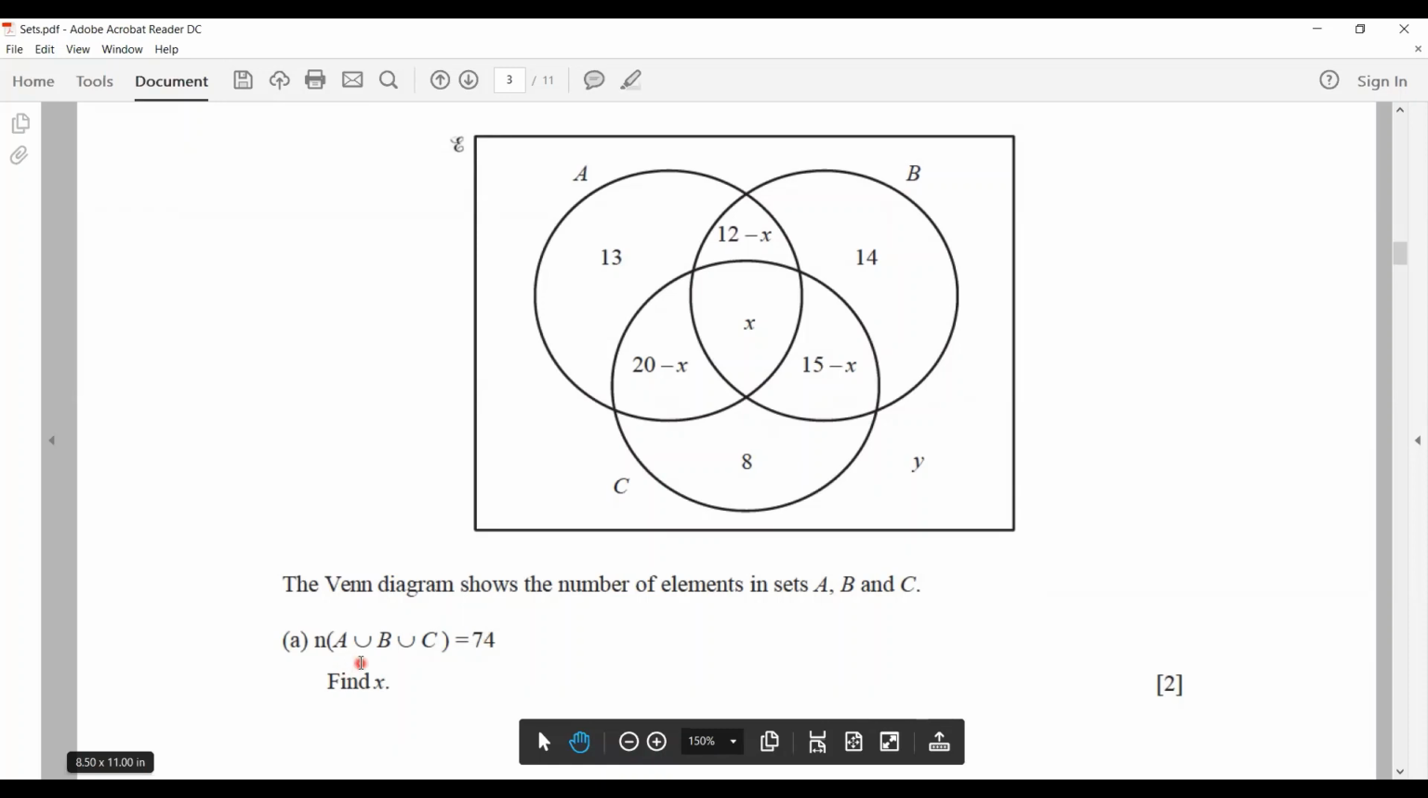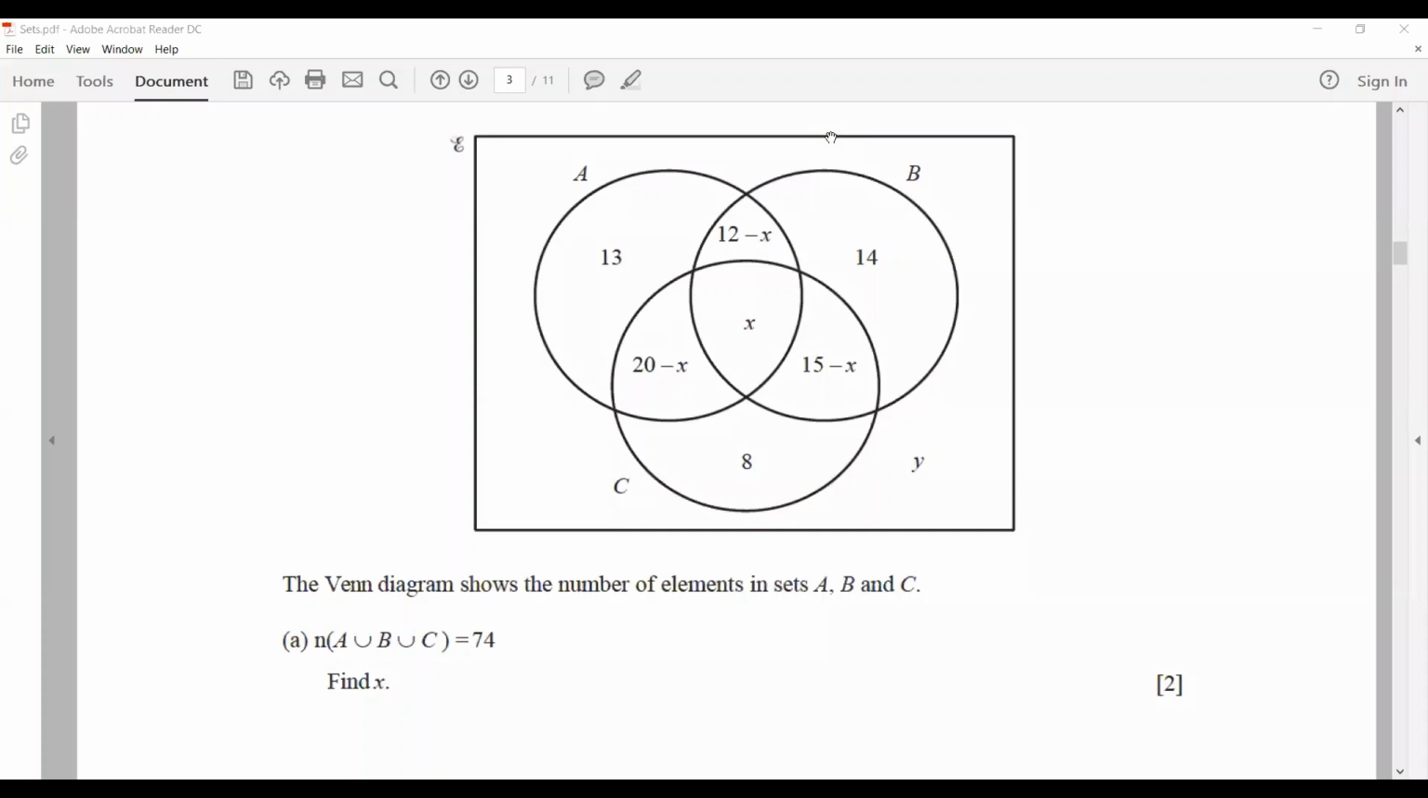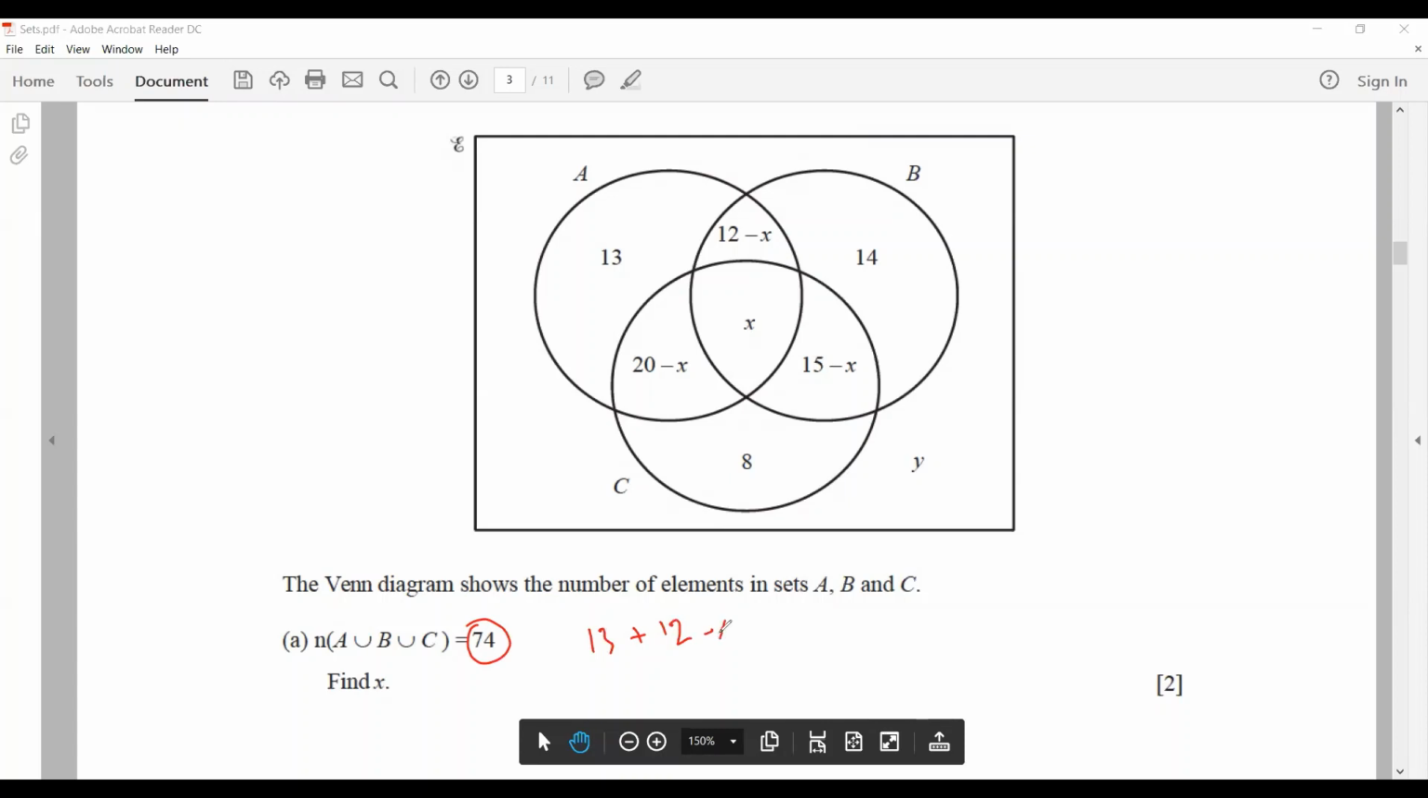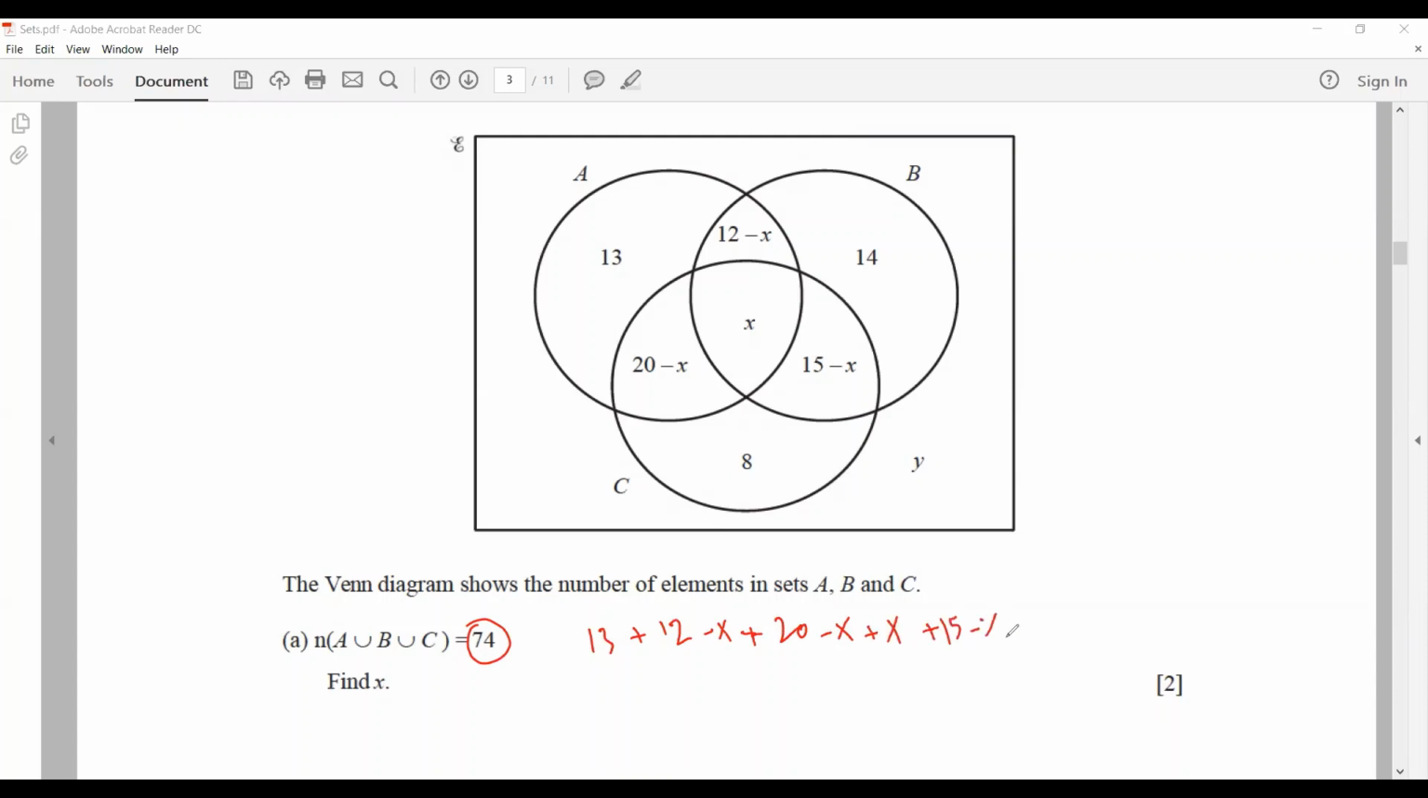You see A union B union C is 74. Find X. So this is quite an easy question because all you have to do is add everything inside A, B, and C and set it equal to 74, meaning which 13. So this is just a matter of solving a simple linear equation. So 13 plus X plus 15 minus X plus 8 plus 14.